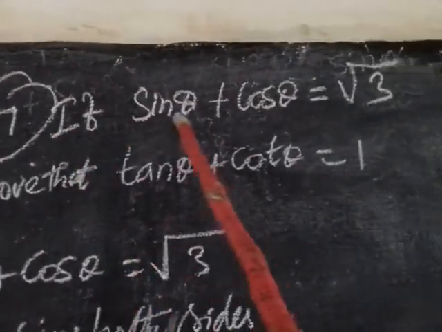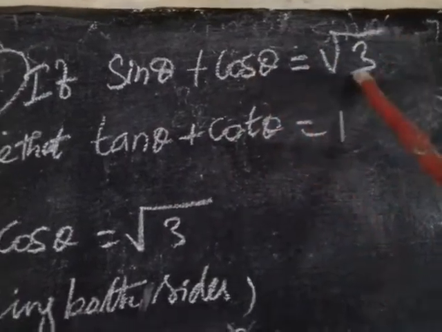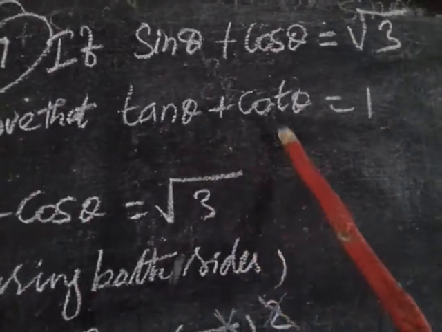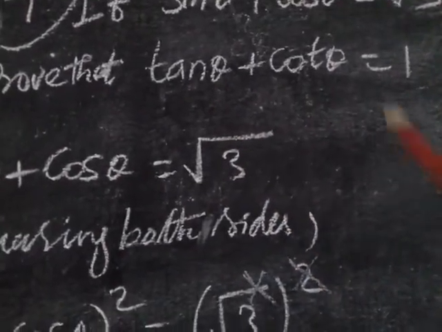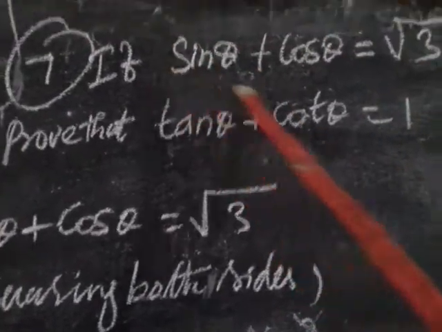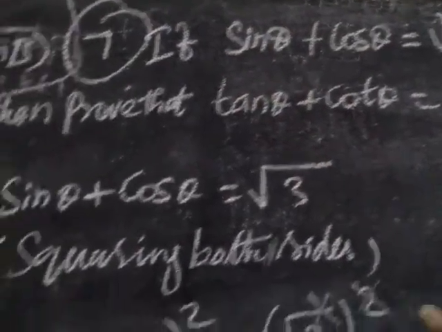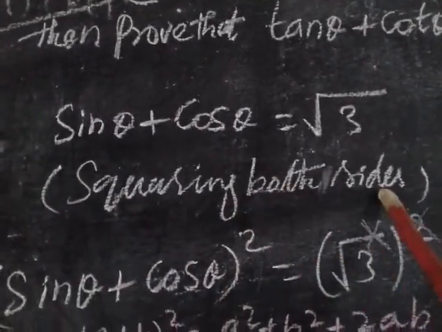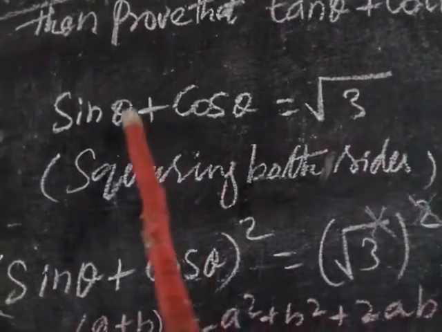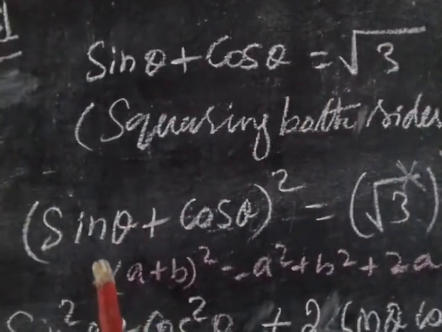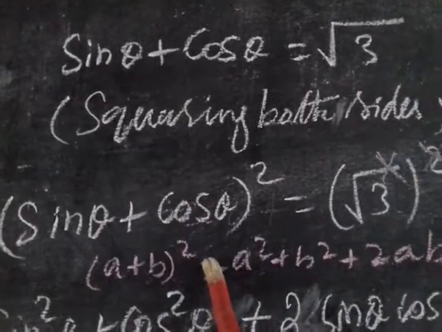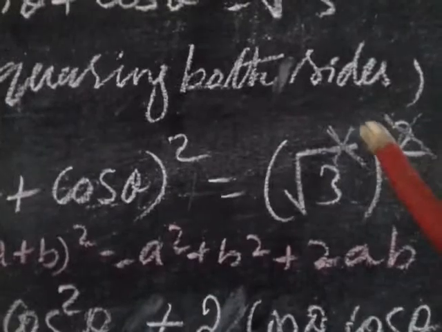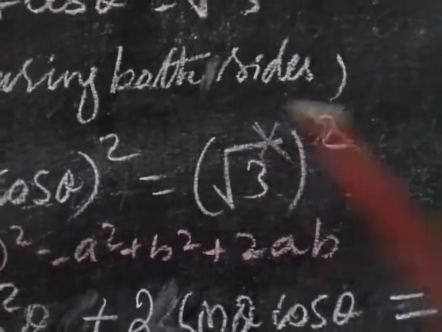If sin theta plus cos theta equal to root 3, prove that tan theta plus cot theta equal to 1. So that is the given: sin theta plus cos theta equal to root 3. Squaring both sides, the left hand side is (sin theta plus cos theta) whole square equal to (root 3) whole square. Here the radical sign and the power cancel.